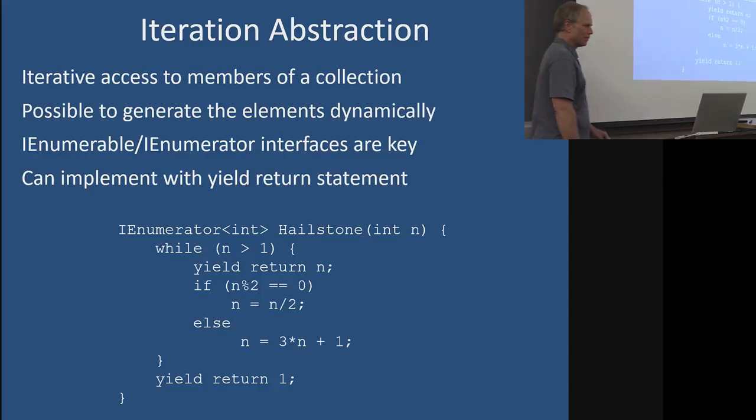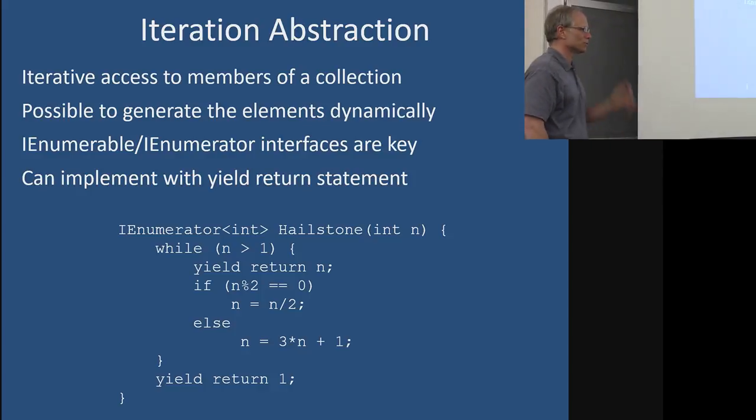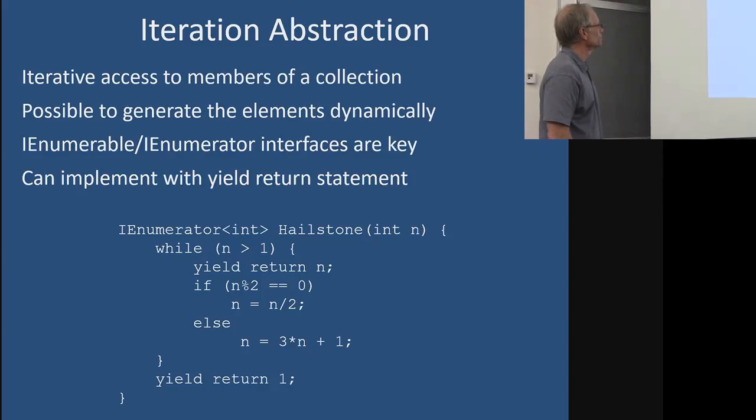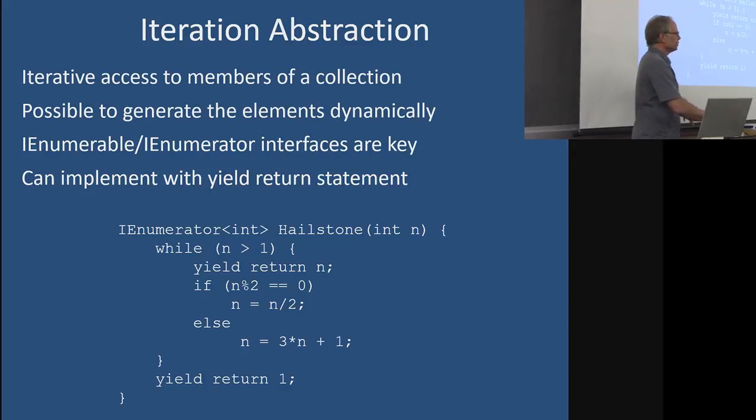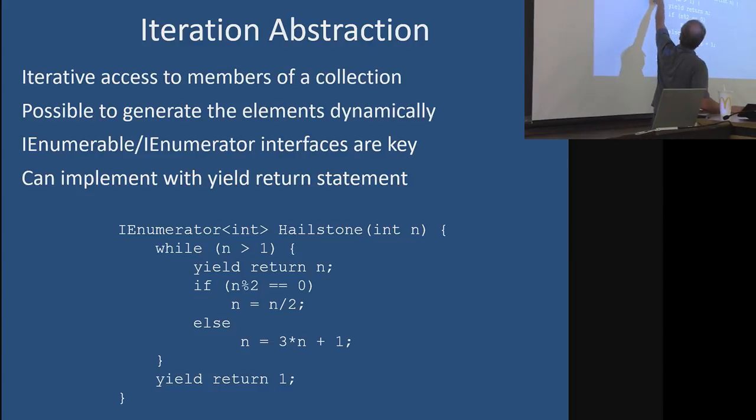So I should have had this up when I was answering the iteration abstraction question, but I forgot it was coming up. If you're still confused by iteration, the thing to do, if I ask you to write something that enumerates the hailstone numbers, like this, and you can't figure out how to do it using yield return, is just change that type to void and write a method that prints out all the hailstone numbers.